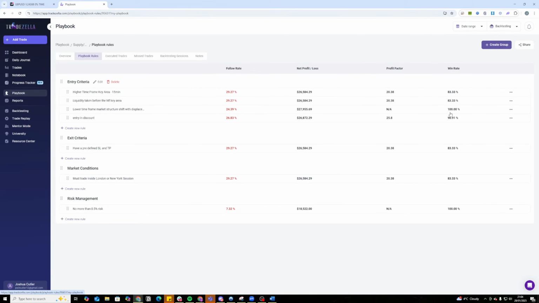I can see here that on these trades, lower time frame market structure shift with displacement, every time I've ticked that off, it's had a 100% win rate. So you can use playbooks then to compare with whether these rules actually do work for your strategy as well.